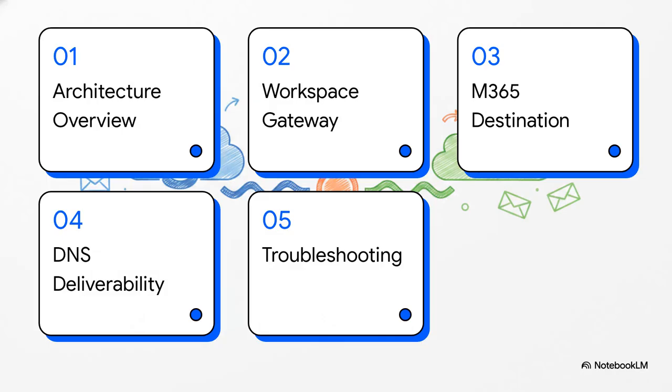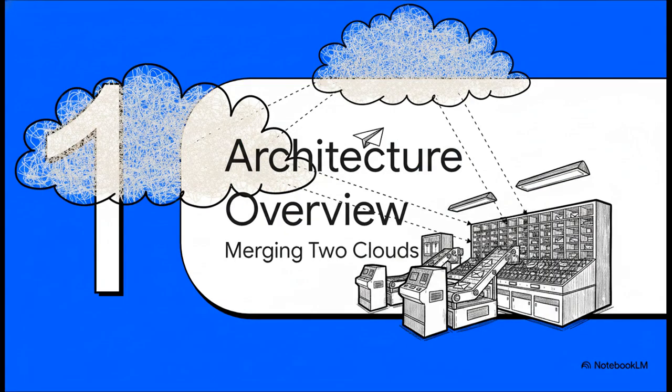Okay, let's dive right into this. Here is our roadmap for today. We'll start with the split delivery architecture overview. Then we'll configure the Google Workspace gateway, followed by setting up the Microsoft 365 destination. After that, we'll perfect our DNS and deliverability, and finally, wrap things up with troubleshooting and some known limitations. So let's kick things off with Section 1, Split Delivery Architecture Overview.